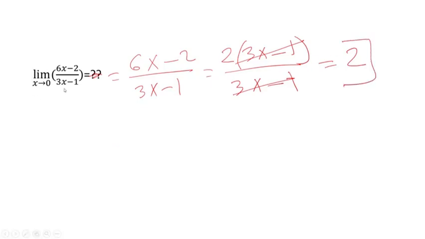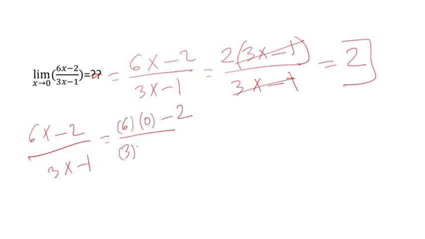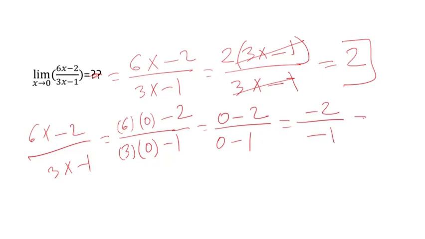And again, I could have just taken this equation and replaced x with 0. So 6 times 0 minus 2, divided by 3 times 0 minus 1. 6 times 0 is just 0, minus 2. 3 times 0 is just 0, minus 1. So 0 minus 2 is minus 2, and 0 minus 1 is minus 1. Negative, negative, they cancel out. 2 divided by 1 is just 2. The same, so I got the same number.